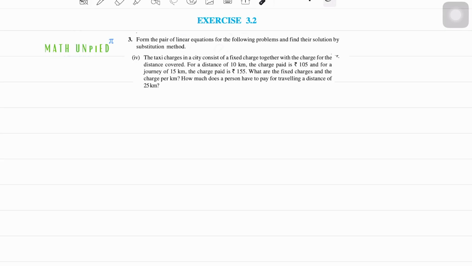Now let's move on to the fourth subdivision. The taxi charges in a city consist of a fixed charge together with charge for distance covered. For a distance of 10 kilometers, the charge paid is rupees 105, and for a journey of 15 kilometers, the charge is rupees 155. What are the fixed charges and the charge per kilometer? How much does a person have to pay for traveling a distance of 25 kilometers?